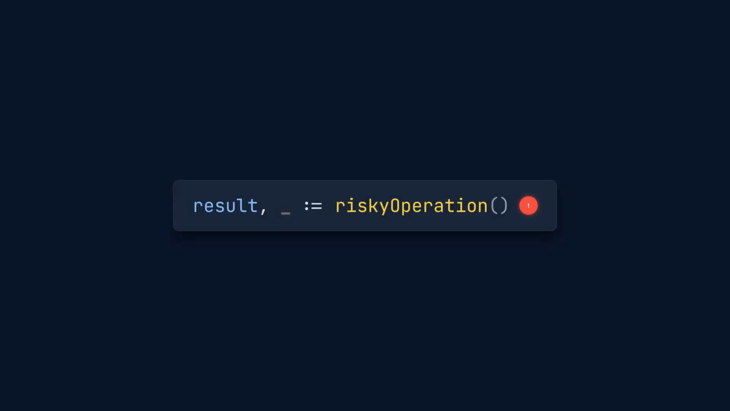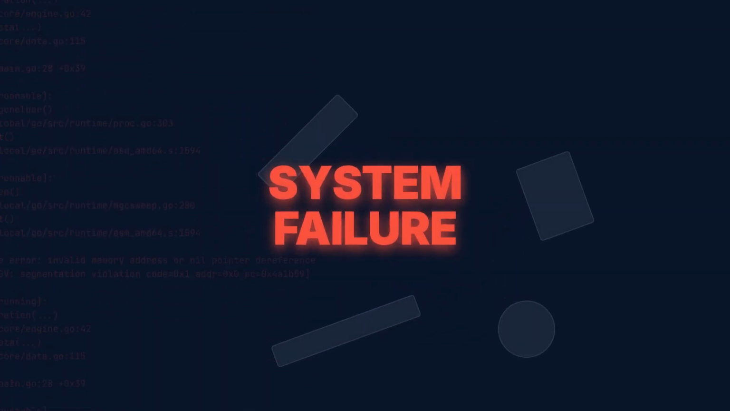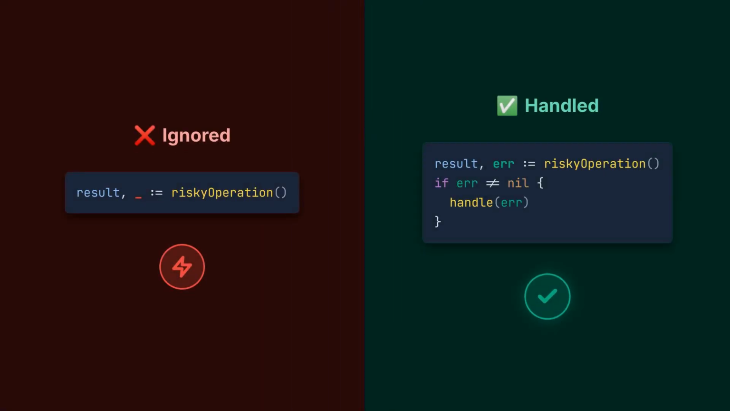One of the most important rules in Go is to never ignore errors. Skipping error checks might seem convenient, but it can lead to serious problems later.